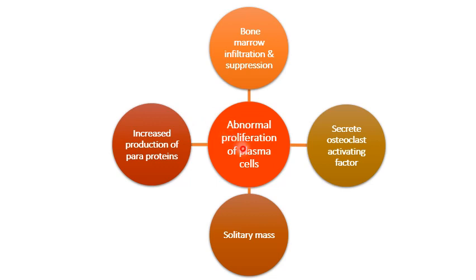The second thing is, this proliferation occurs generally in the bone marrow. So there is bone marrow infiltration and suppression causing various signs and symptoms. Then these abnormal plasma cells produce a substance called osteoclast activating factor. So that is responsible for some other group of physical signs.